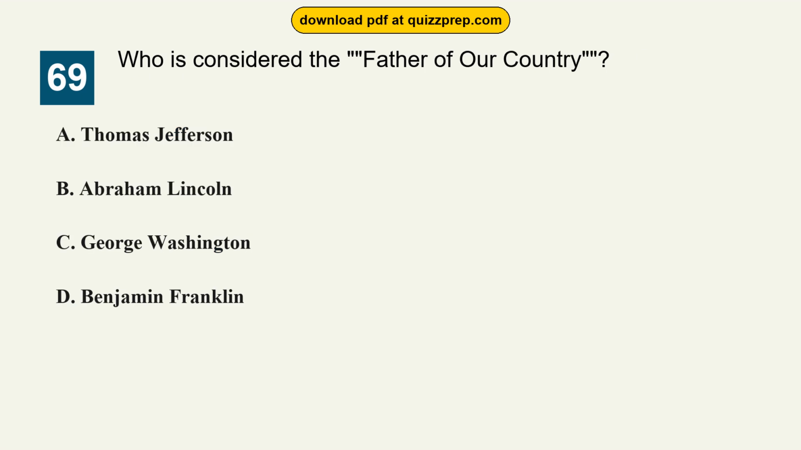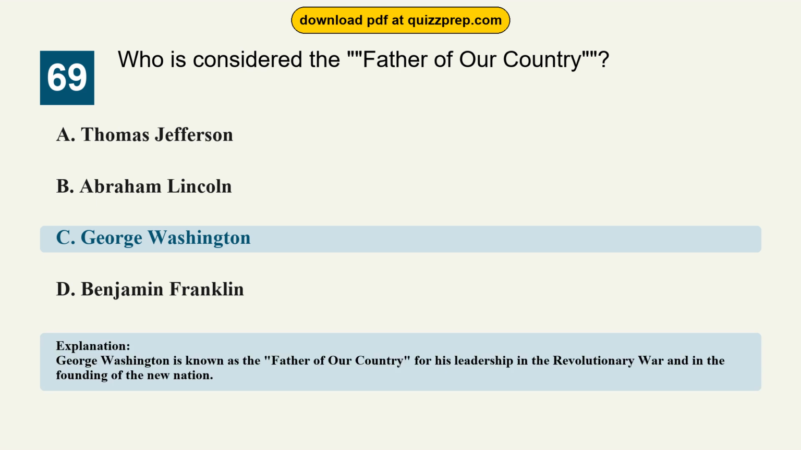Question 69. Who is considered the father of our country? Option A, Thomas Jefferson. Option B, Abraham Lincoln. Option C, George Washington. Option D, Benjamin Franklin. The correct answer is option C, George Washington. George Washington is known as the father of our country for his leadership in the Revolutionary War and in the founding of the new nation.